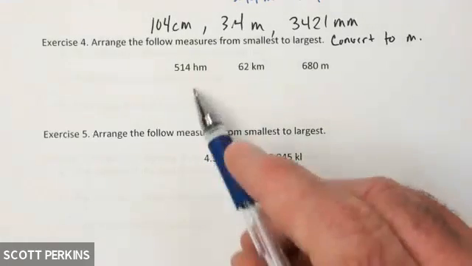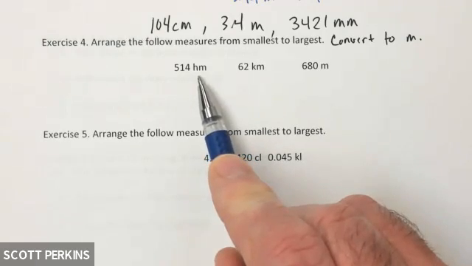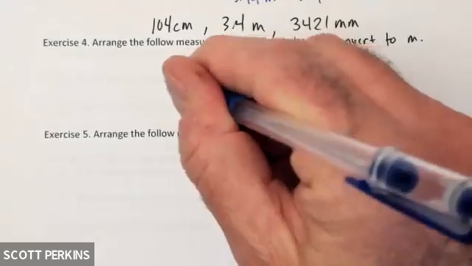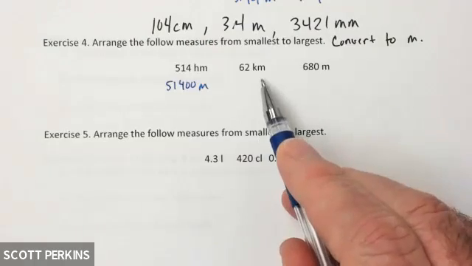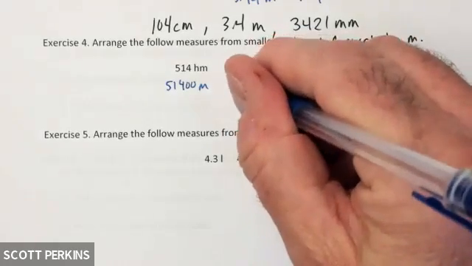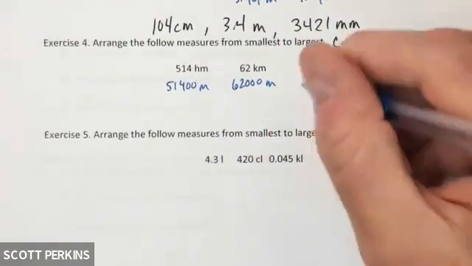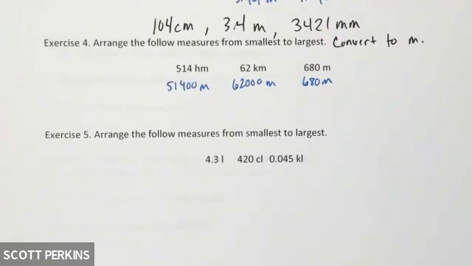So converting hecto to meters, you're going to move the decimal 2 places to the right. So that means I've got to add 2 zeros. So that's going to be 51,400 meters. Converting kilometers to meters, I've got to move the decimal 3 places to the right. So that's going to be 62,000 when I add my 3 zeros on. And then I've got 680 meters. I don't have to do anything to that because it's already the basic unit.